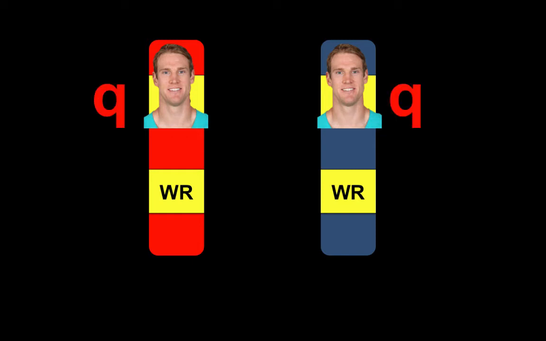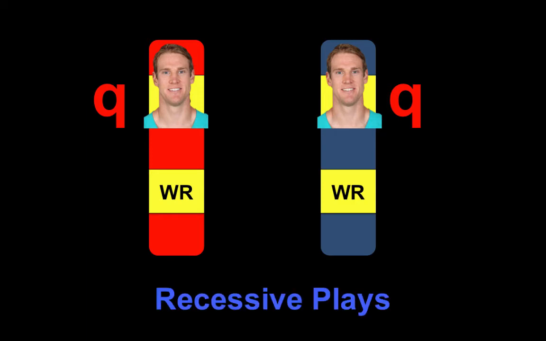Well, we would write that with little q's, and this is the only way that Ryan Tannehill gets in the game. You don't have a choice. You got to play the recessive. So the recessive plays. All right, we're going to use these fancy terms in order to make sure that we know what we're talking about.